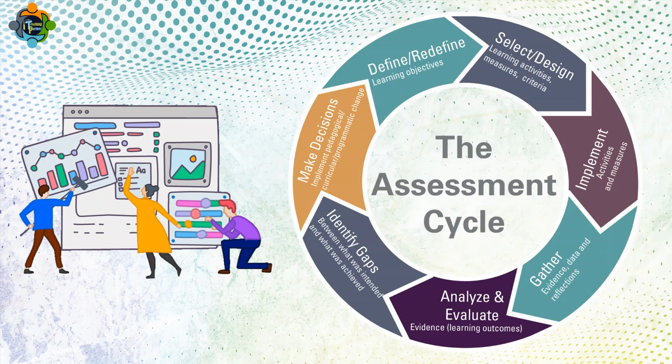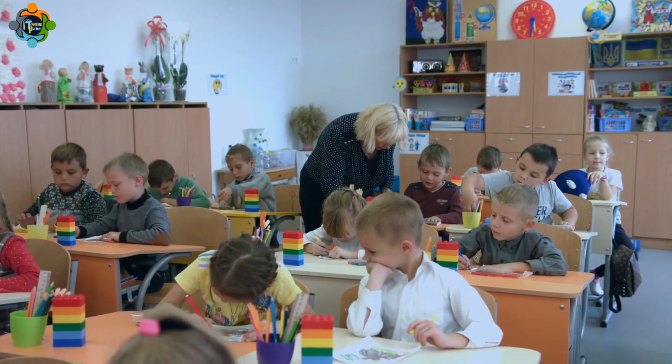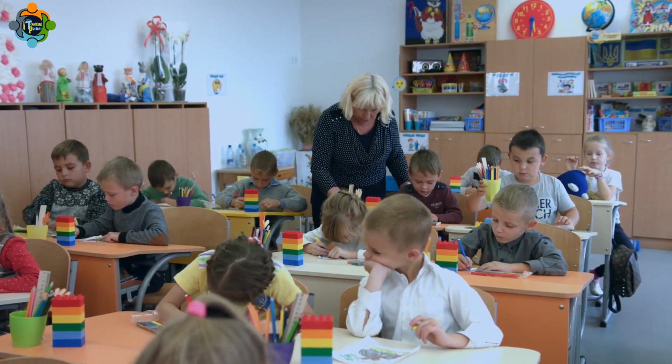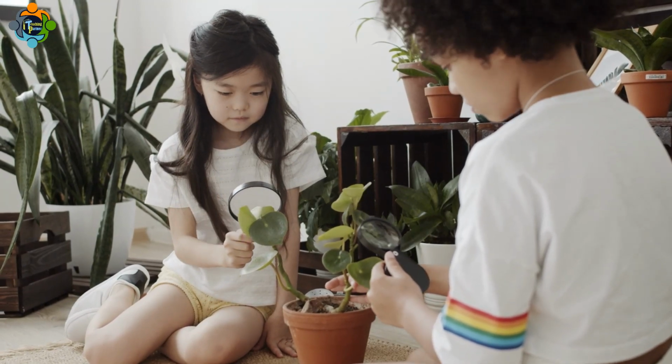Today we are going to explore the 7 stages of the assessment cycle. This is a crucial process for educators to ensure effective learning. Let's take a topic of photosynthesis as a model example.